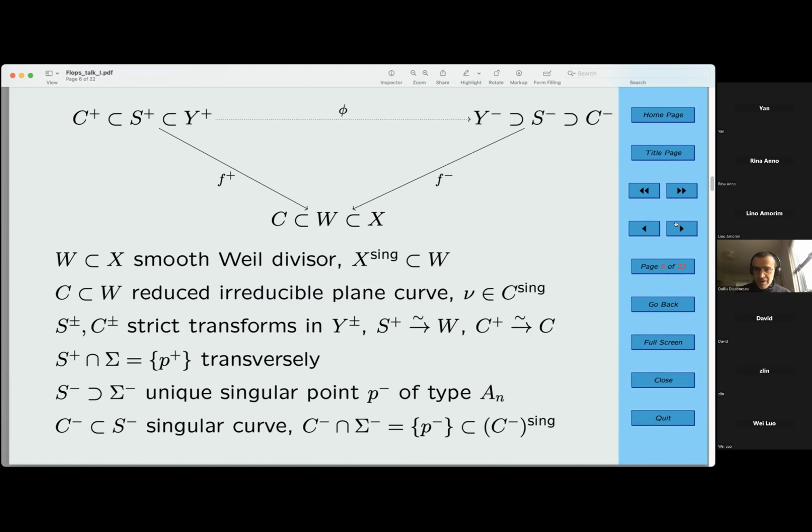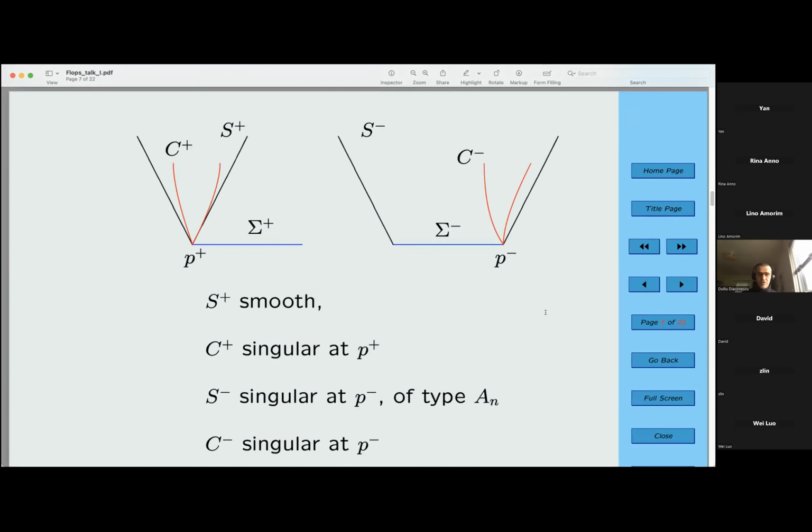Yeah. But let me just draw the pictures. It's much nicer to look at the pictures. So if you want, this is a cheat sheet. I have these, sigma plus and sigma minus. S plus here is a smooth surface inside the ambient threefold, and C plus is a singular curve inside S plus, and everything intersects sigma plus transversely. This is the picture that Jan would remember. This is the picture we had for the conifold, but now it's not the conifold because it's this more complicated threefold. On the minus side, what's happening is that S minus is a singular surface.